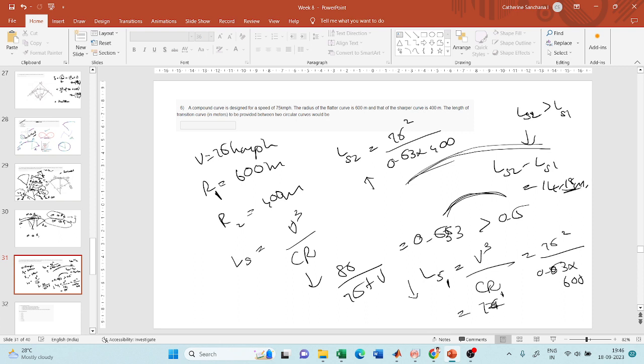But this is not the final answer, because for compound curves, there's one more rule: the transition curve between these two curves has to be a minimum of 30 meters. Since the answer that you got is less than 30 meters, you have to give the answer as 30 meters, because you have to provide a minimum length of transition curve between the compound curves as 30 meters.